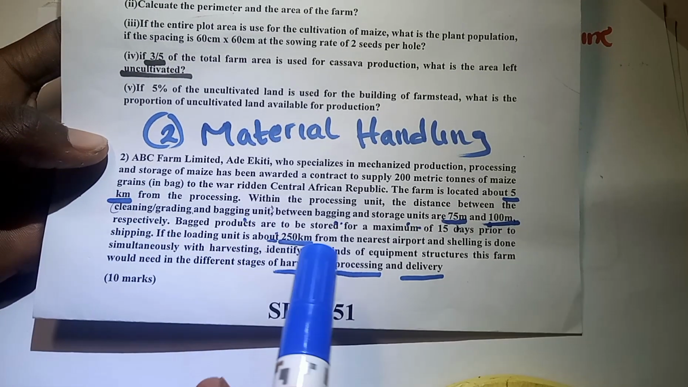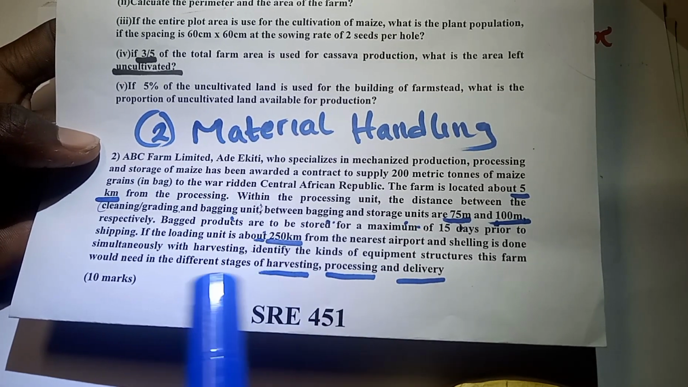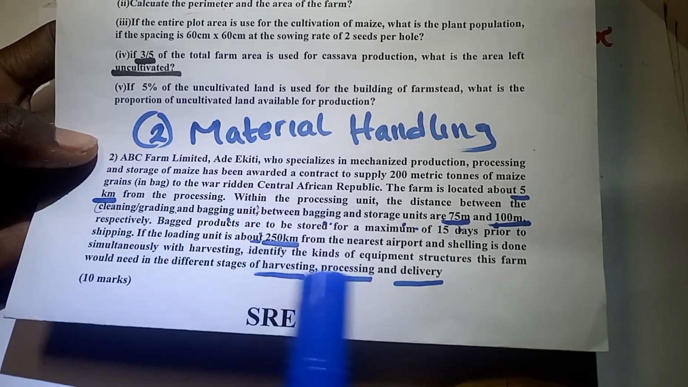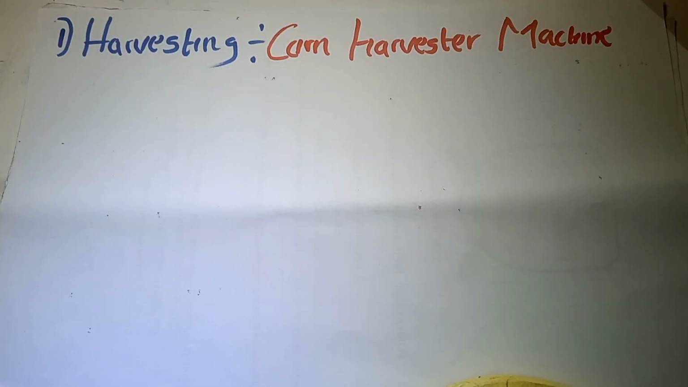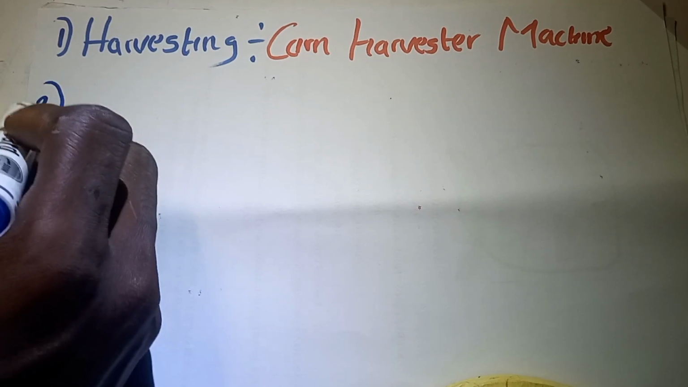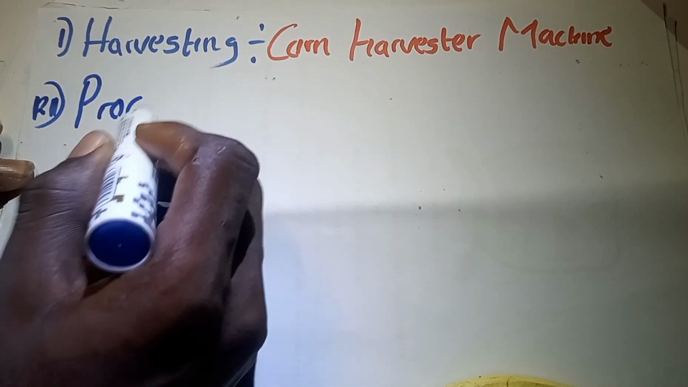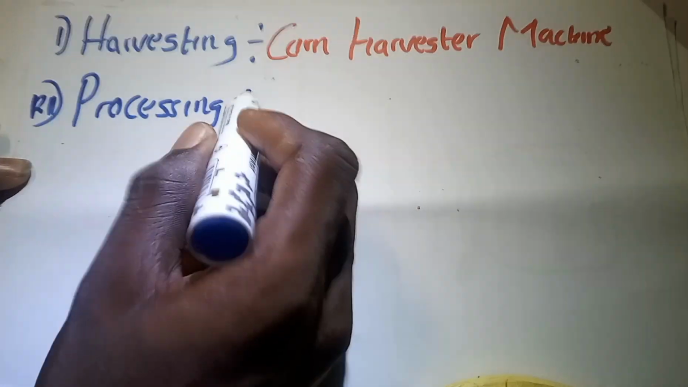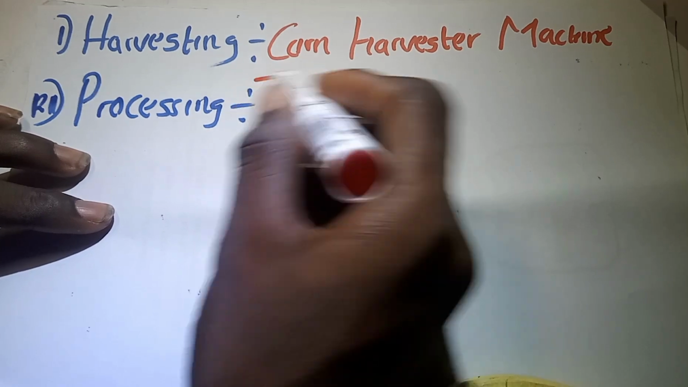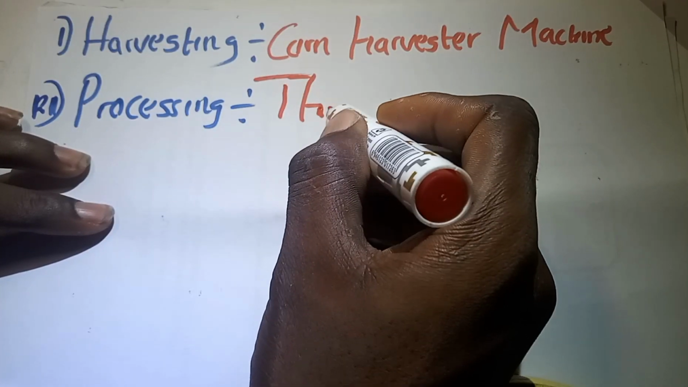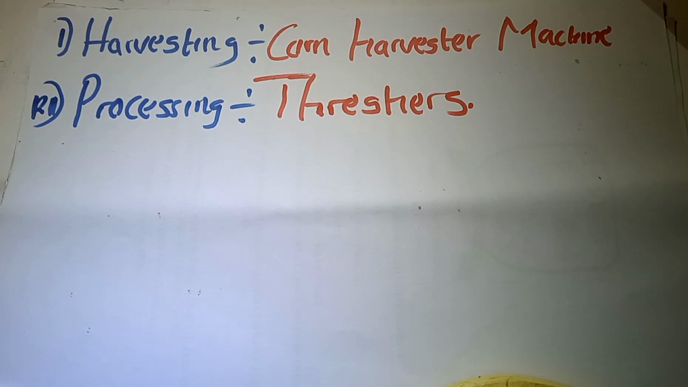Now let's proceed. This is harvesting. Then this is processing. What machine is used in processing maize? We have various machines. We have the threshers. We have all these machines. For processing, I'm going to be putting threshing machine or threshers. You get it?